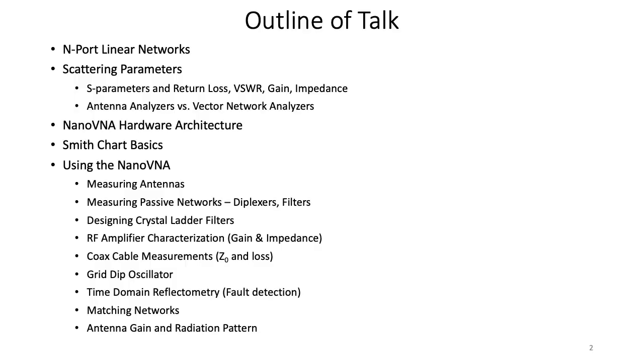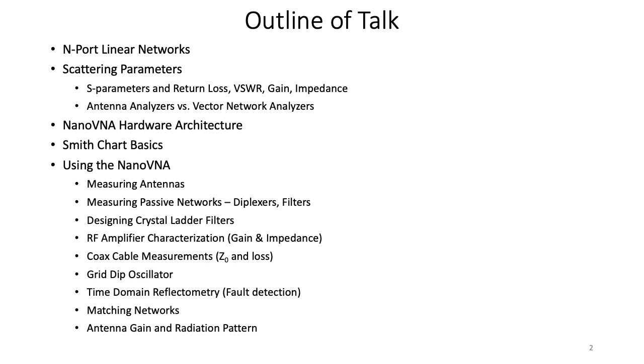We'll begin the presentation with a brief introduction to N-port linear networks. In particular, we'll look at how to characterize an N-port network using scattering or S parameters. These S parameters, which are parameters that are directly measured by the Nano, can be used for determining such features as return loss, standing wave ratio, gain, and impedance in a linear system.